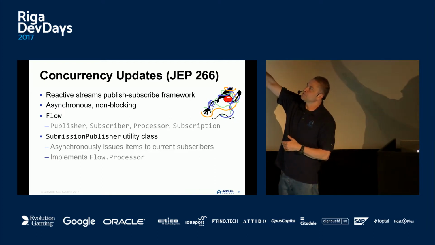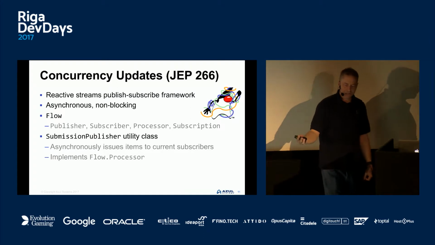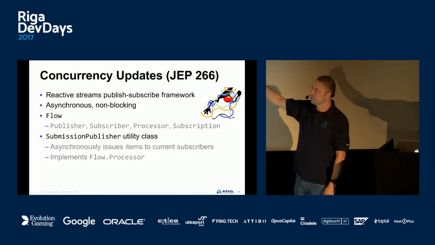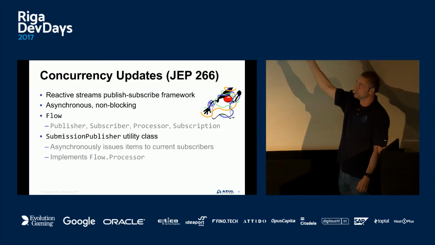So what happens with JDK 9 is there's a new set of classes which are related to flow. And this is the reactive framework they've created. So you've got a publisher, you've got a subscriber, you've got a processor, and a subscription.